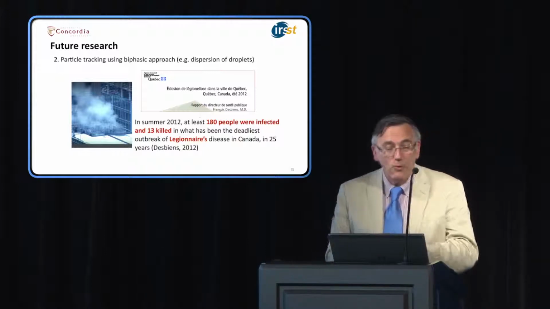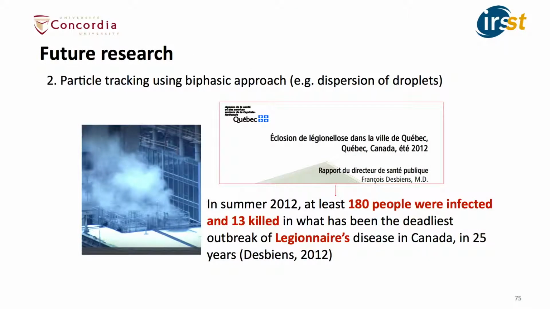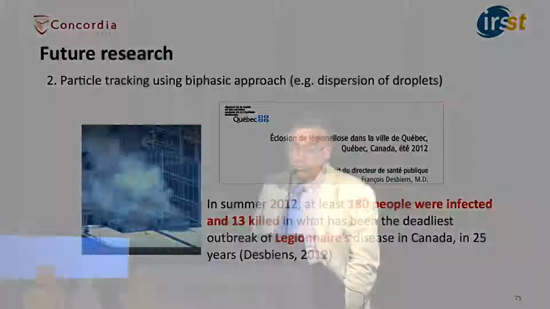we want to go forward now with this work, with whatever we have learned here, and try to do some particle tracking by using a biphasic approach, the dispersion of droplets. And this is because, again, it's engineering research. We try to really reflect on what has happened and try to help these situations not to happen again. And of course, you remember what happened in Quebec in the summer of 2012. There were at least 180 people infected, 13 were killed in what has been the deadliest outbreak of Legionnaires' disease in Canada in 25 years, we understand. So we're trying to do some work now to see what else is required to avoid problems like this from happening.